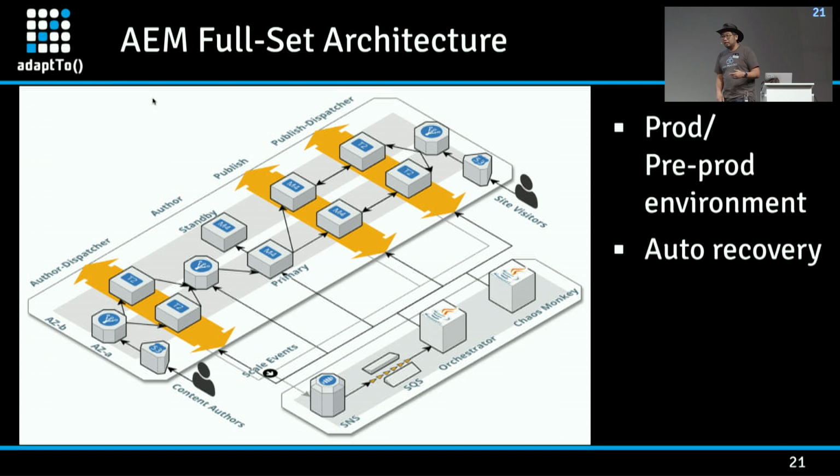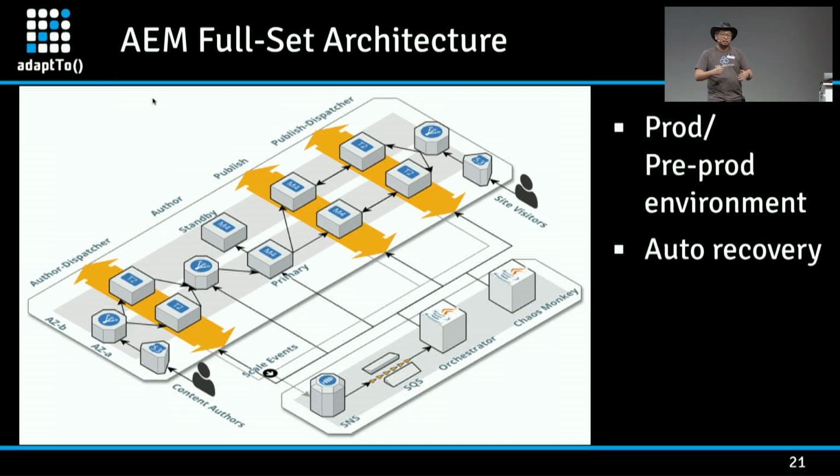There is an auto-recovery support. So if, for example, an author dispatcher is terminated there, the event will then be sent to the SNS topic and SQS queue, and there is a component there called the orchestrator that will react to that event. So, for example, if an author dispatcher is terminated, then it will clean up the old flush agent that used to exist on the author primary.